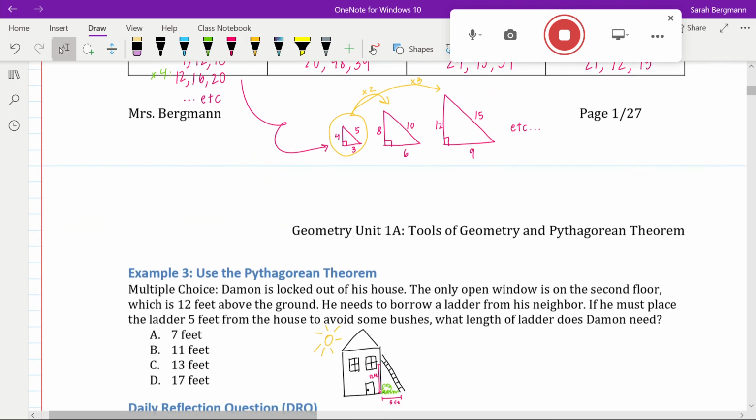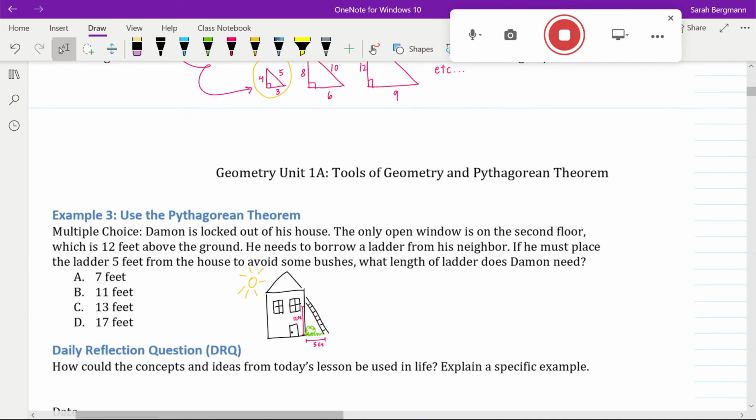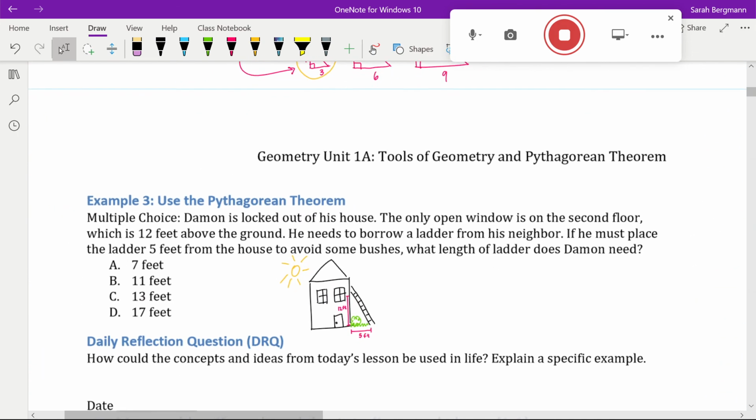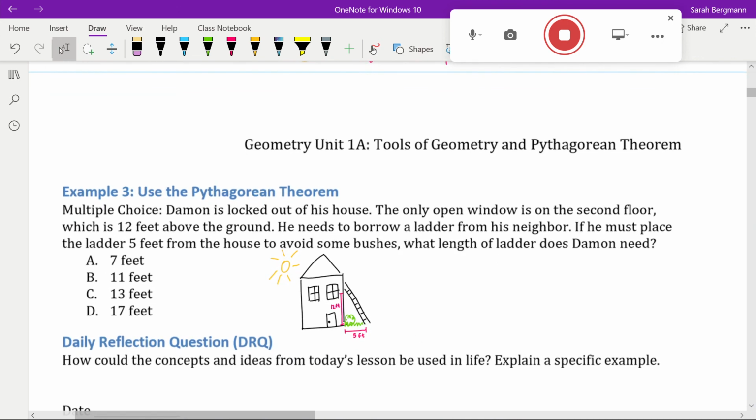Okay, let's try one more example for today. This says, Damon is locked out of his house. The only open window is on the second floor, which is 12 feet above the ground. He needs to borrow a ladder from his neighbor. If he must place the ladder 5 feet from the house to avoid some bushes, what length of ladder does Damon need?